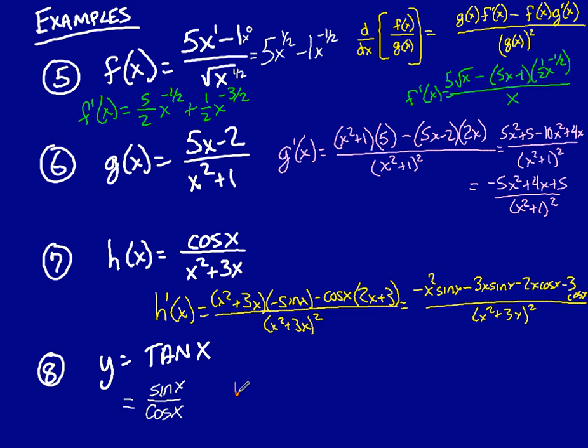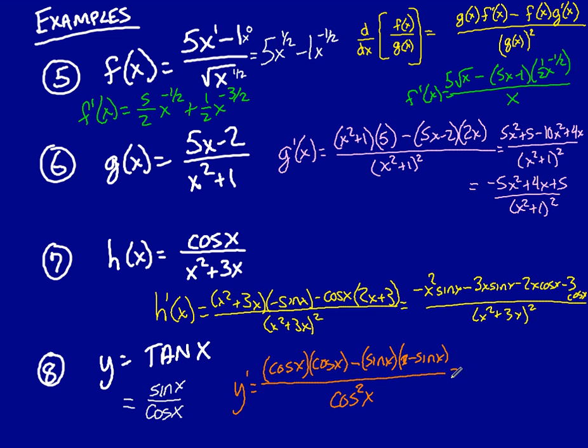So y prime would be, okay, low d high. So the low is cosine of x. The derivative of the top is also cosine of x. Minus high d low. The high is sine of x. The d low is going to be the derivative of cosine, which is negative sine, all over low squared. Well, this is how you write cosine of x squared, it's just cosine squared of x.